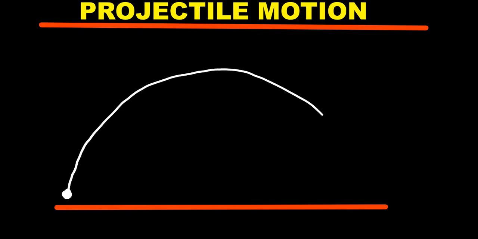Let's say this is our ground surface. Now there are different kinds of projectiles. Let's say this is our object that we are throwing. Then we throw it, and it is under the influence of gravity. Then it goes like that. This object is moving. This path the object has taken is called the trajectory.